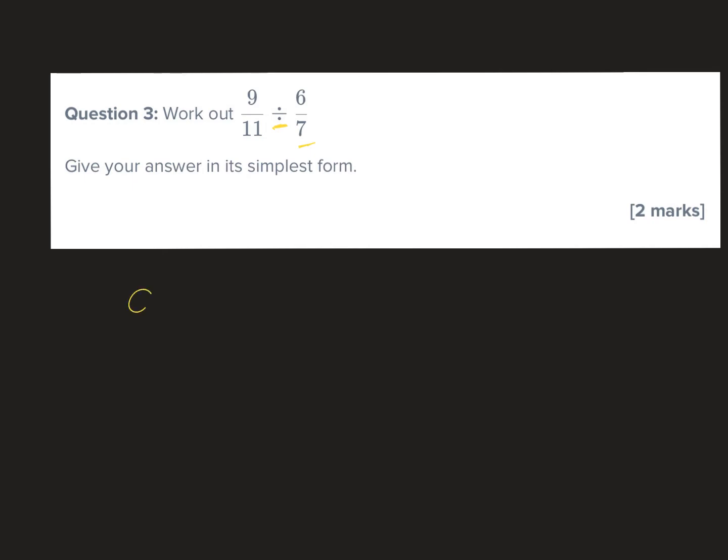Alright, so keep. So 9/11 we're going to keep. The divide we're going to change. And the second fraction we're going to flip, so it's going to be 7/6. Okay, then we just need to multiply across the top. 9 times by 7 is 63. Multiply across the bottom. 6 times by 11 is 66.